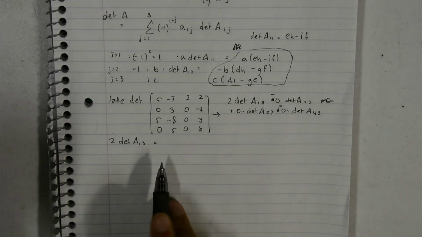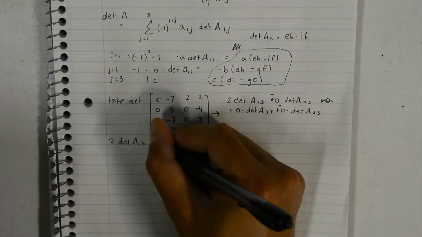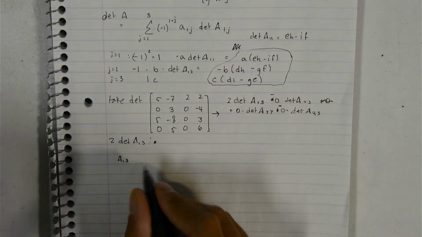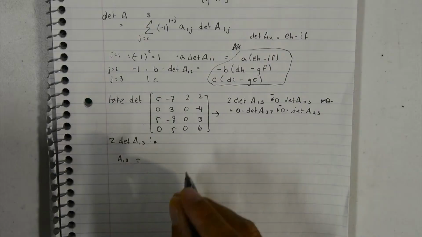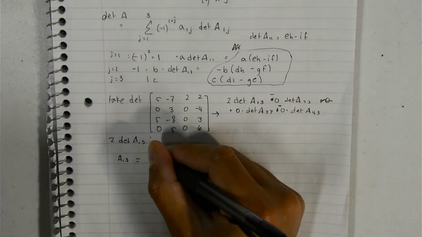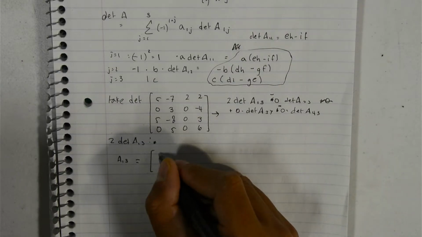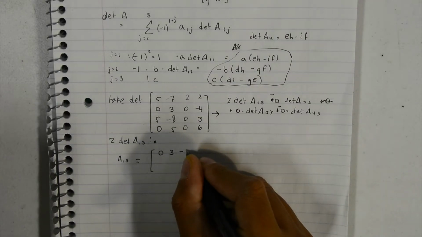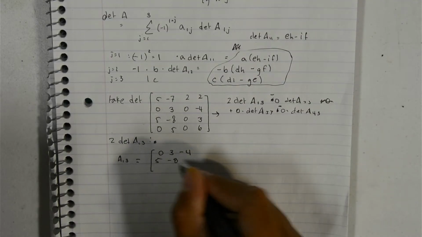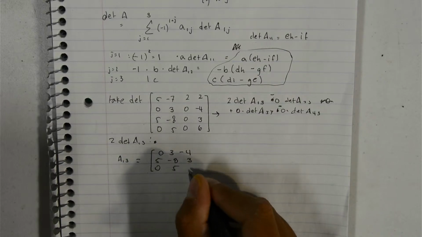Okay, so now let me think about this. So now the det of A, first off, let's just write A13. A13 is going to be equal to this matrix with this row and column removed. So it's going to be 0, 3, minus 4; 5, minus 8, 3; 0, 5, 6.